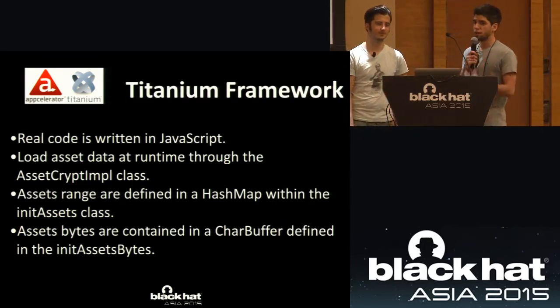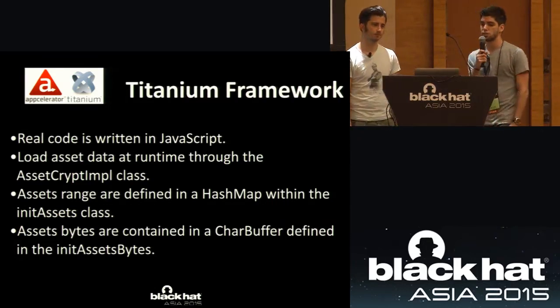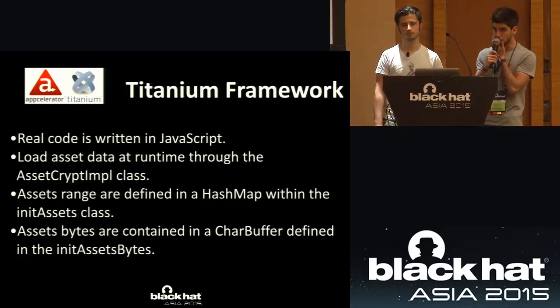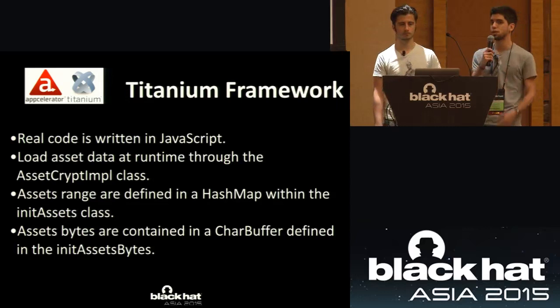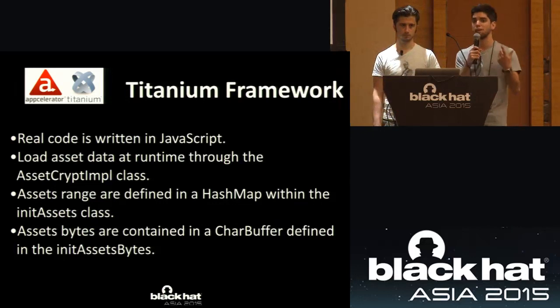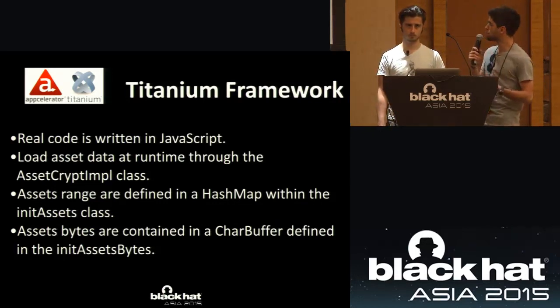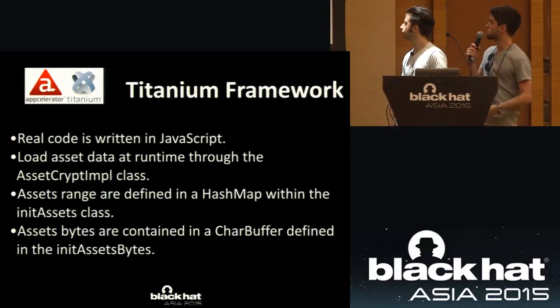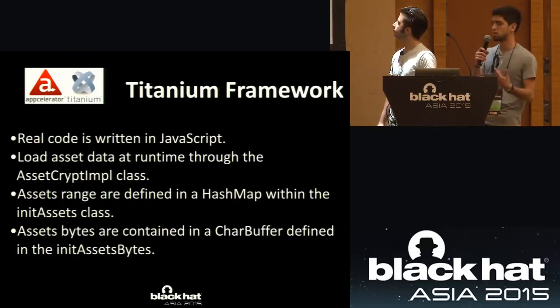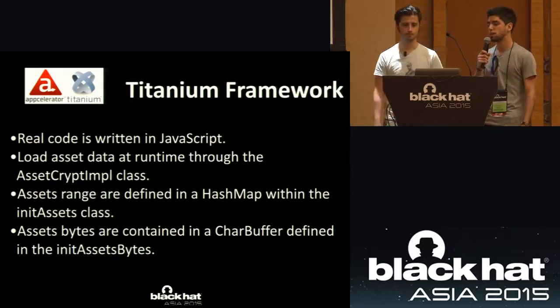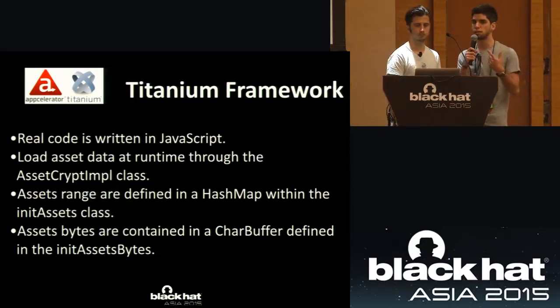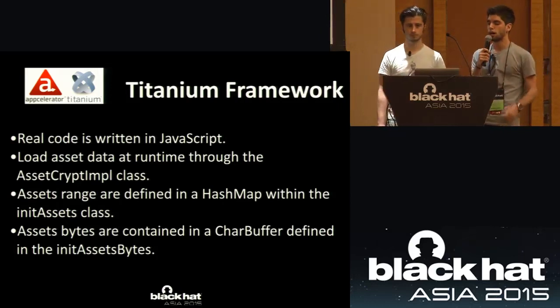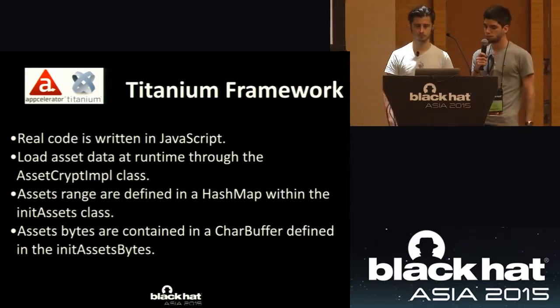So, for example, with the Titanium framework, in this case, the real code is written in JavaScript. So when you reverse engineer the application and you try to analyze the global security deployed within the app, you will notice that the real source code is not available. After doing some sort of black magic, you will find that the real source code of the application is loaded by the asset crypt implementation class, which basically loads asset data at runtime. This means that every time the application is launched on the device, it will decrypt a chunk of data and load it at runtime.